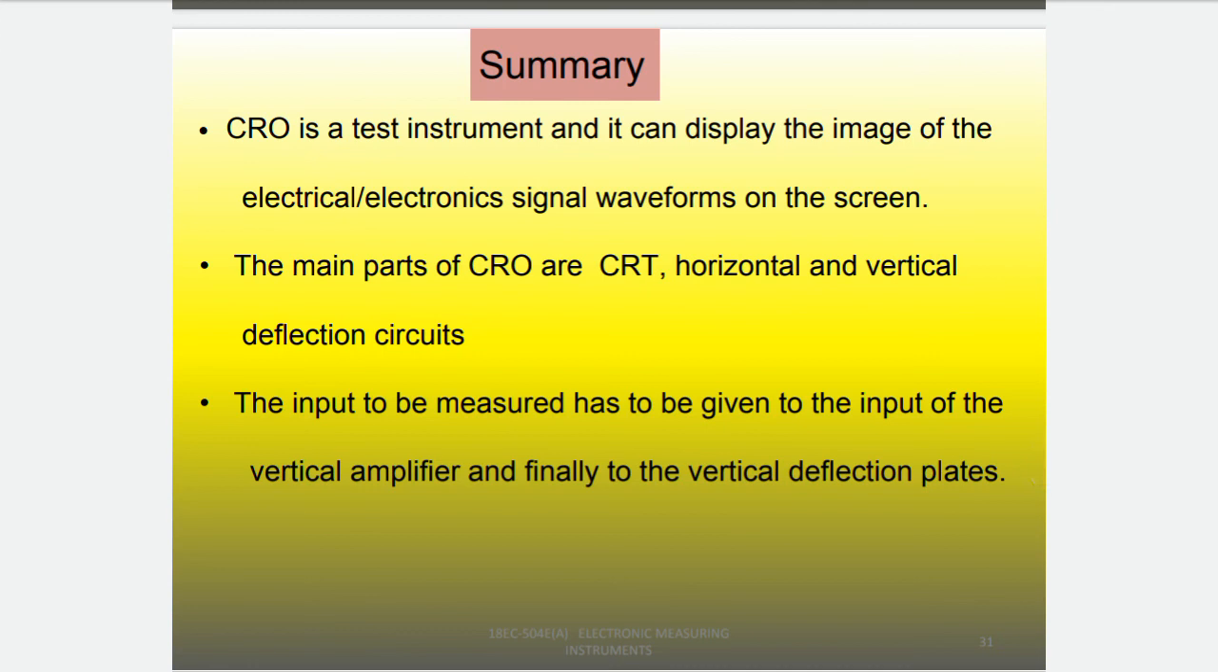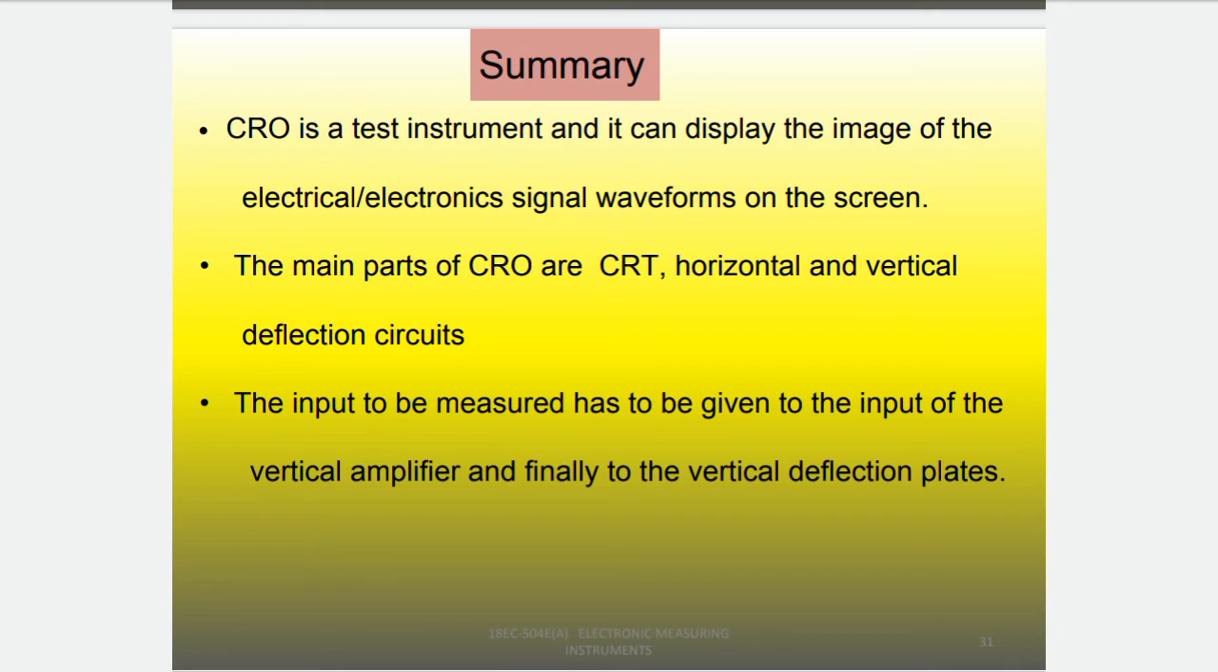CRO is a test instrument and it can display the image of electrical or electronic signal waveforms on the screen. The main parts of the CRO are the CRT, and the horizontal and vertical deflection circuits.